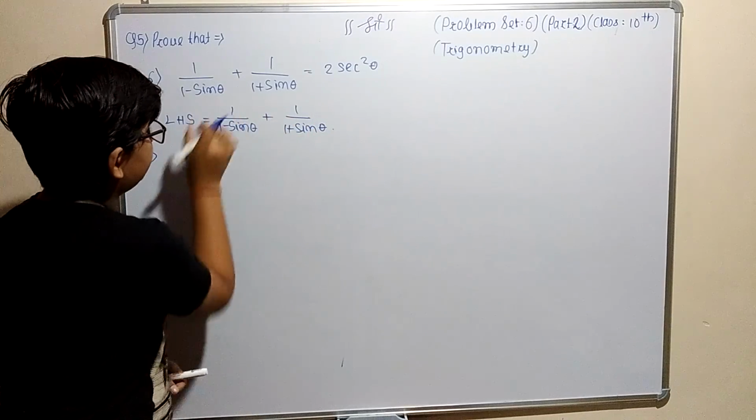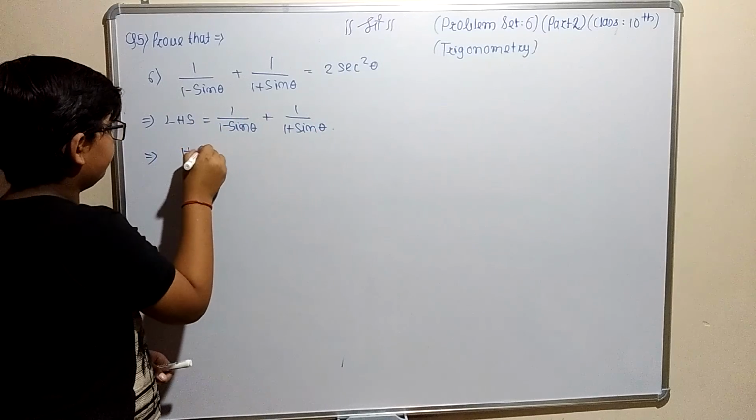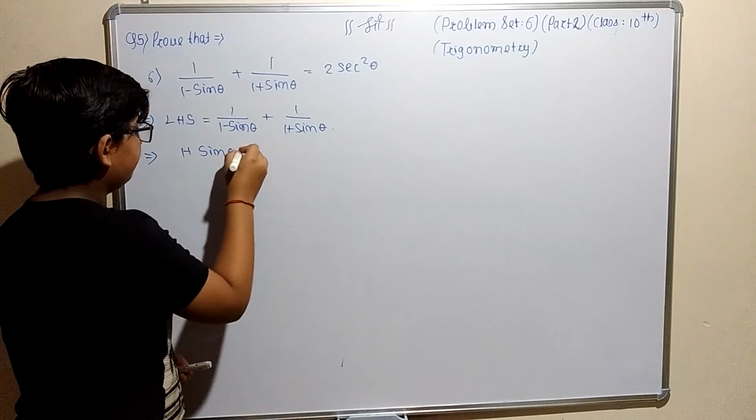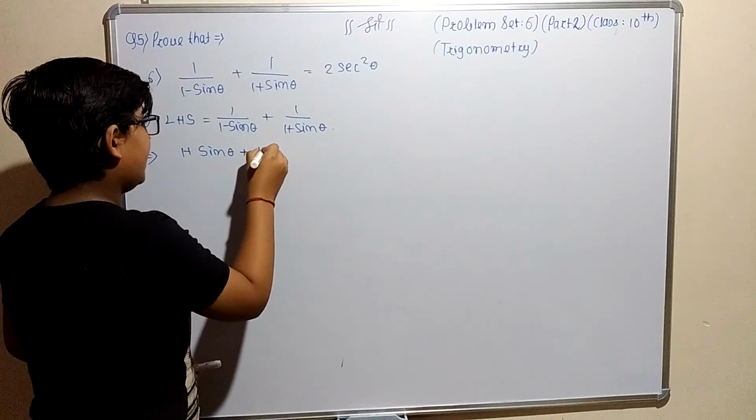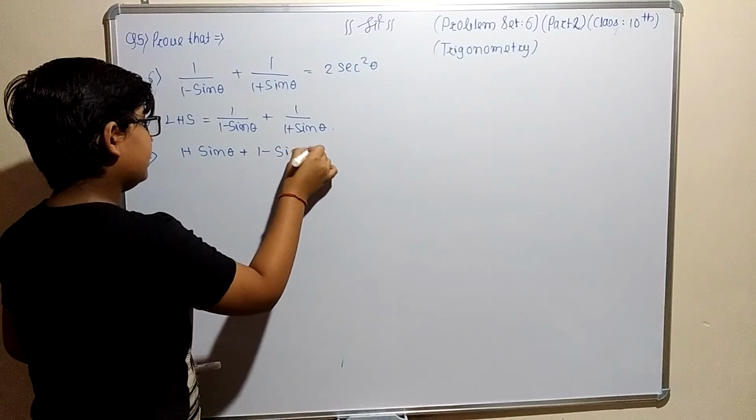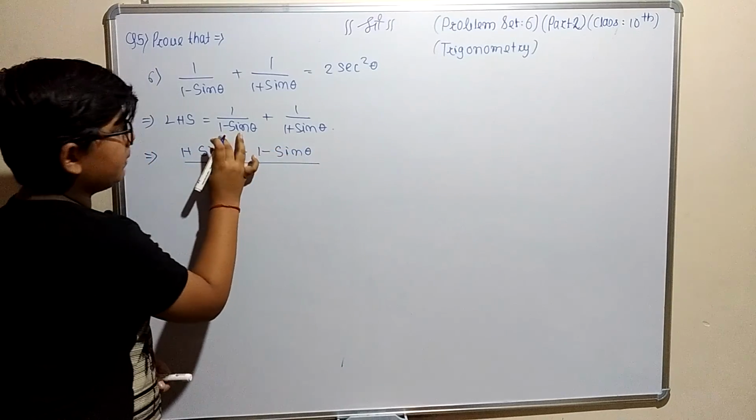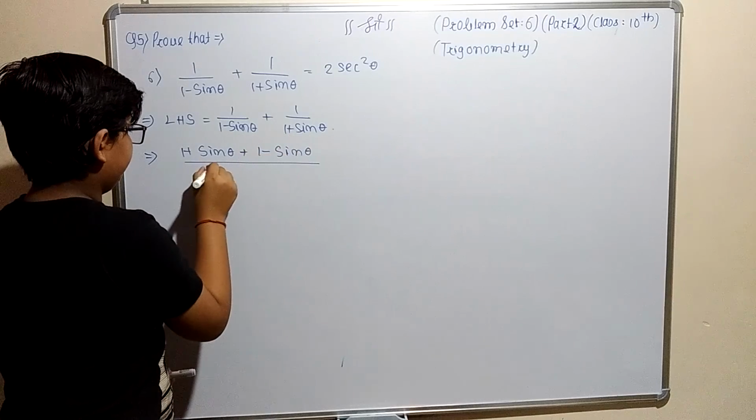Now cross multiply, we will get 1 plus sin theta plus 1 minus sin theta divided by 1 minus sin theta into 1 plus sin theta.